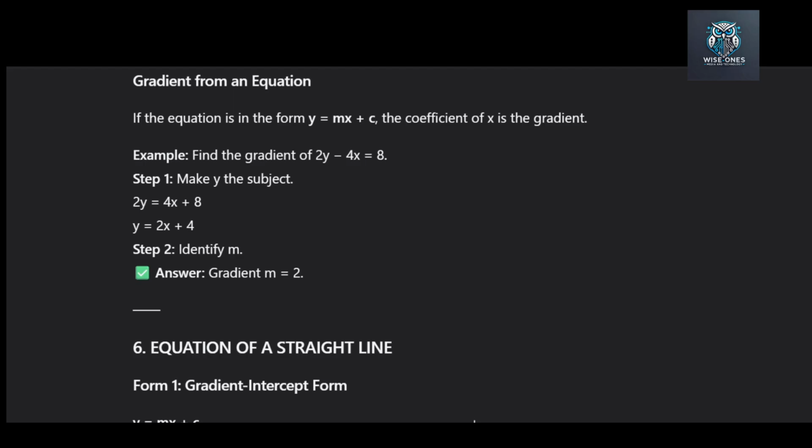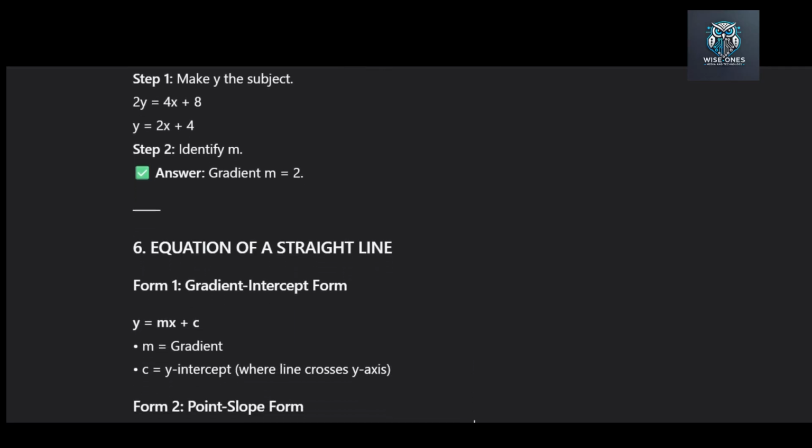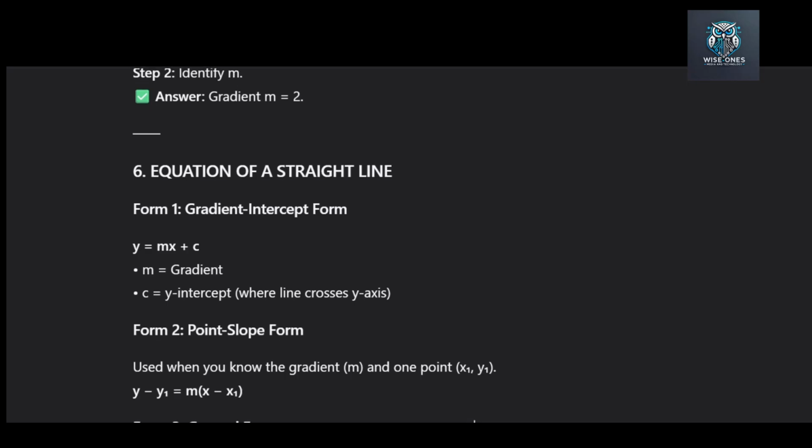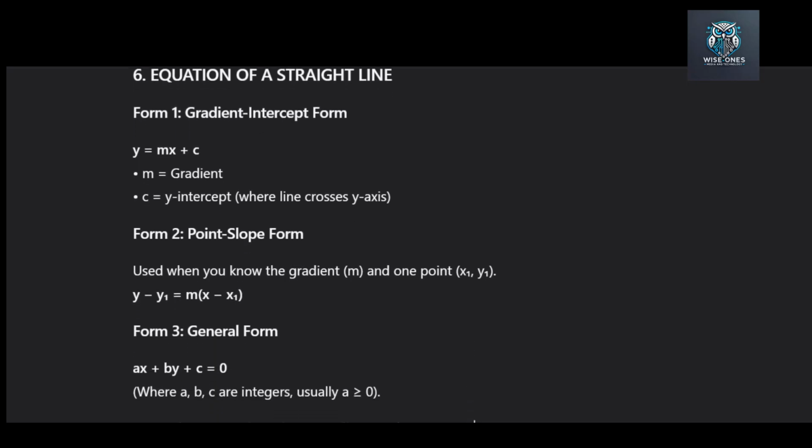Now, let us move to section 6. Equation of a straight line. There are 3 main forms you need to know. Form 1 is gradient-intercept form. This is y equals mx plus c. Here m is gradient and c is the y-intercept.